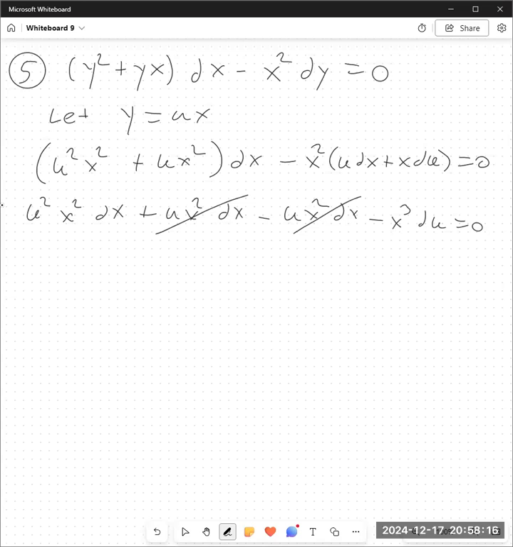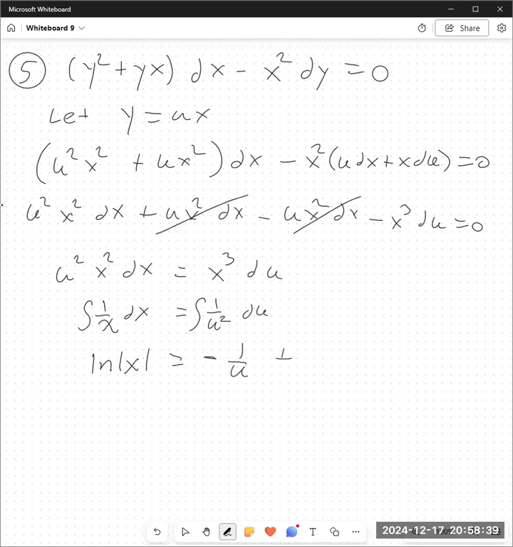I'm going to separate these. U squared x squared dx is equal to x cubed du. Separating, 1 over x dx is equal to 1 over u squared du. We'll integrate both sides here. Ln of the absolute value of x is equal to negative 1 over u plus c.